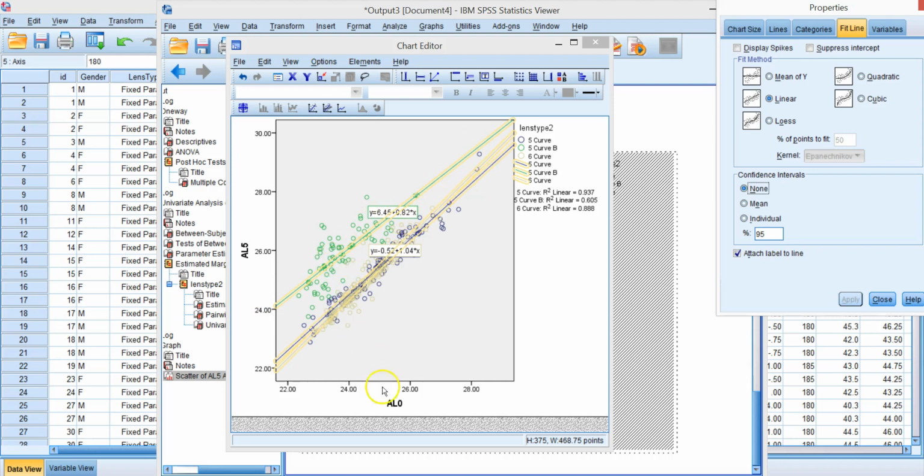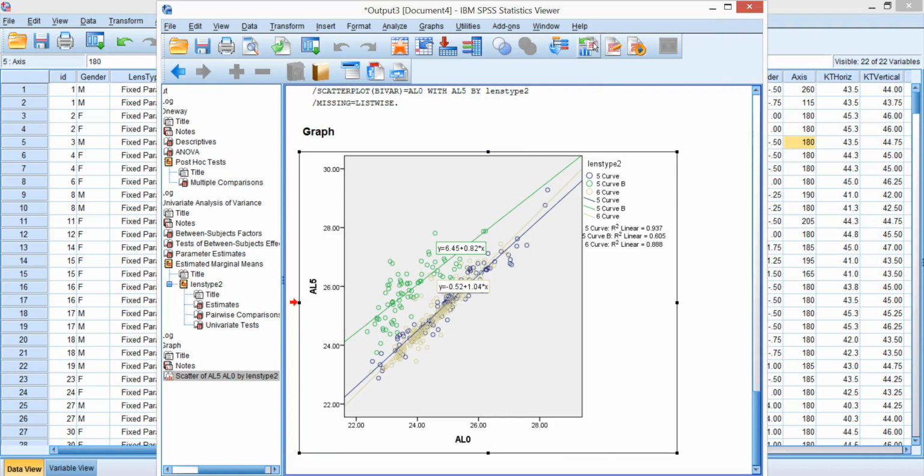We can also say that there's a relationship between axial length and baseline because there's definitely a slope going up there. So we've met those two primary assumptions, and the other assumption was that multiple covariates are not correlated, and we don't have multiple covariates in this case. So we have met the assumption. Now, what would happen if we just wanted two groups, a spherical lens 5 curve and an aspheric 6 curve?